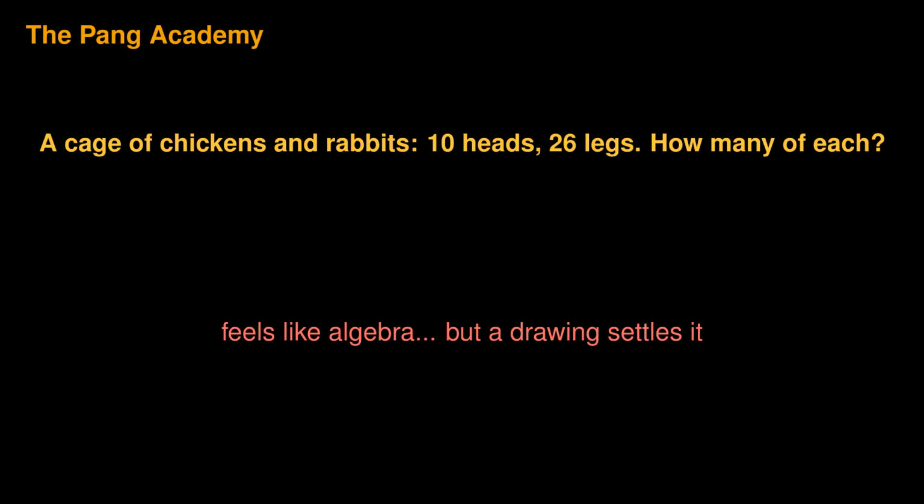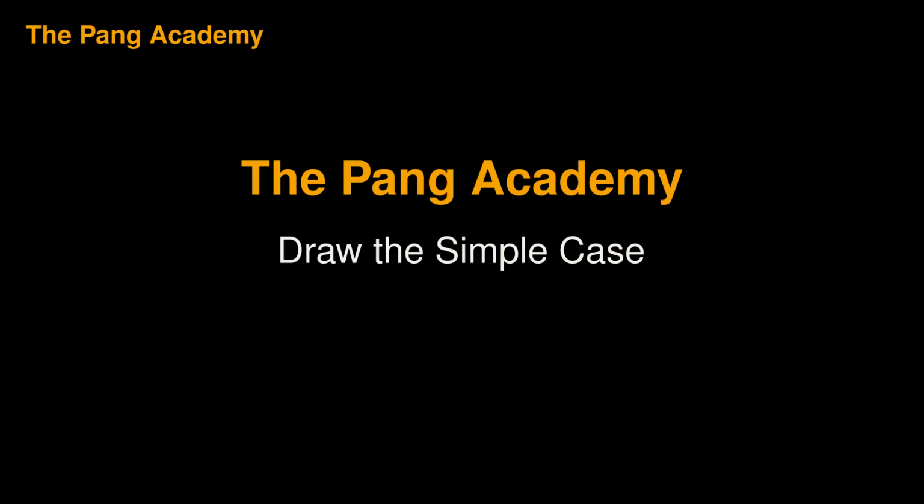And if you panic, you might just divide 26 by something and hope. But you can settle the whole thing calmly, with a simple drawing and some counting you can see. The plan is simple. Draw the easiest possible version, the one you can picture at once. Measure how far it falls short. Then fix the drawing by the amount each swap changes it. No algebra anywhere. Start with the simplest picture you can.